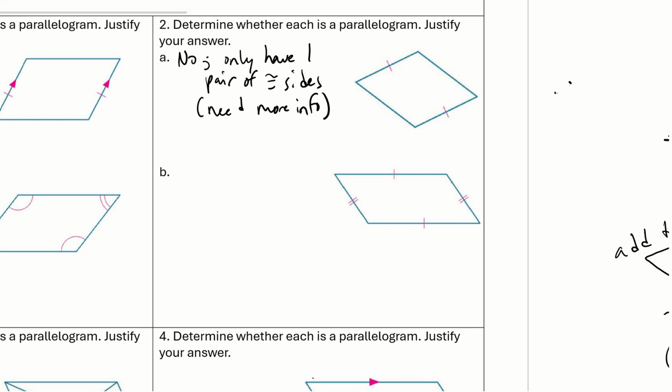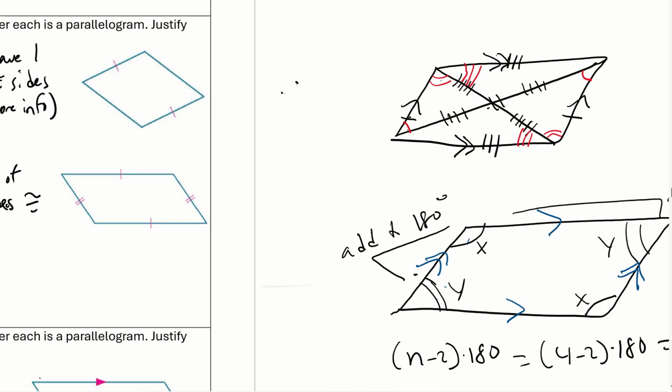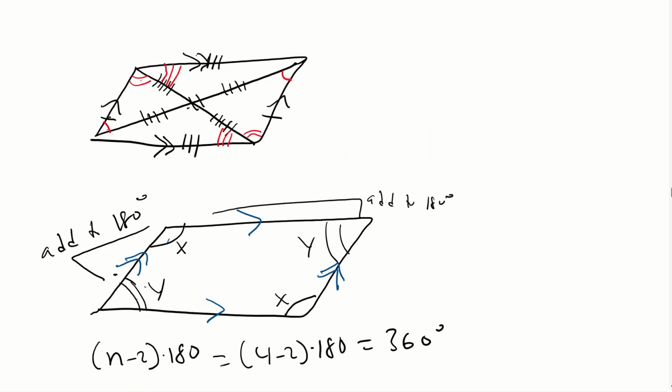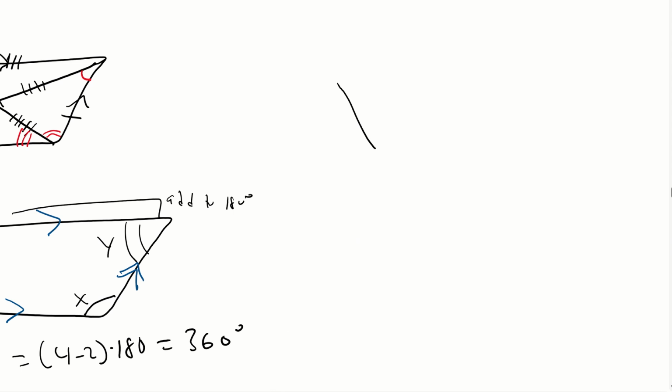Part B, this is true because opposite sides are congruent. So yes, we have two pairs of opposite sides that are congruent. And we're going to prove that again more rigorously.